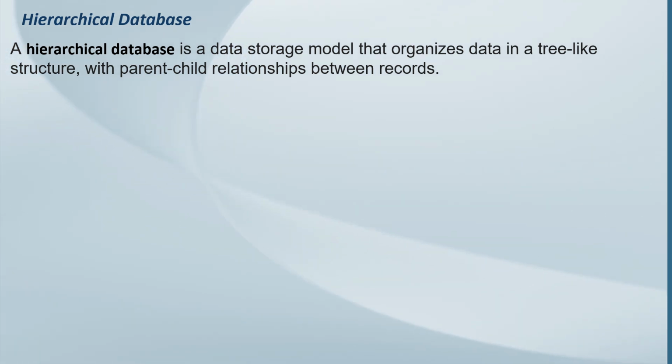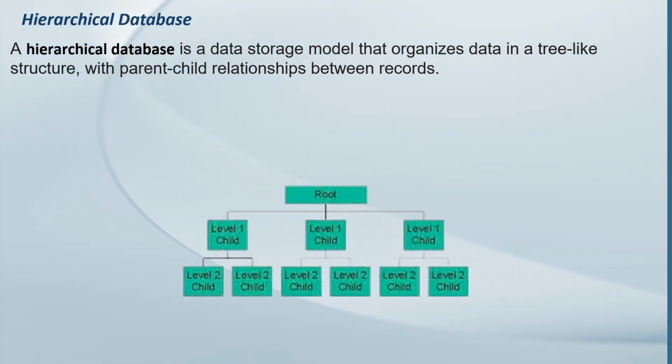Hierarchical database. A hierarchical database is a data storage model that organizes data in a tree-like structure with parent-child relationships between records. For example, imagine it like an organization chart where the CEO is the root, sits at the top, and each department is a child that reports to the CEO. In turn, each department can have its own subdepartments, and so on.